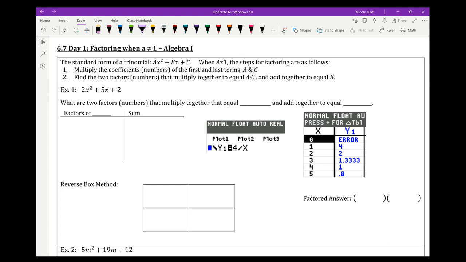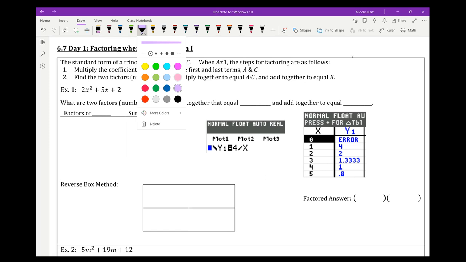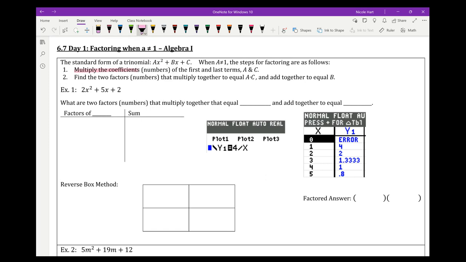So the first thing that we are going to do is multiply. Let me get my highlighter working here. We are going to multiply the first and last terms. So a and c are going to be multiplied together. I have an example here that says 2x squared plus 5x plus 2. And we're going to take those 2's and multiply them together. So 2 times 2 is equal to 4.